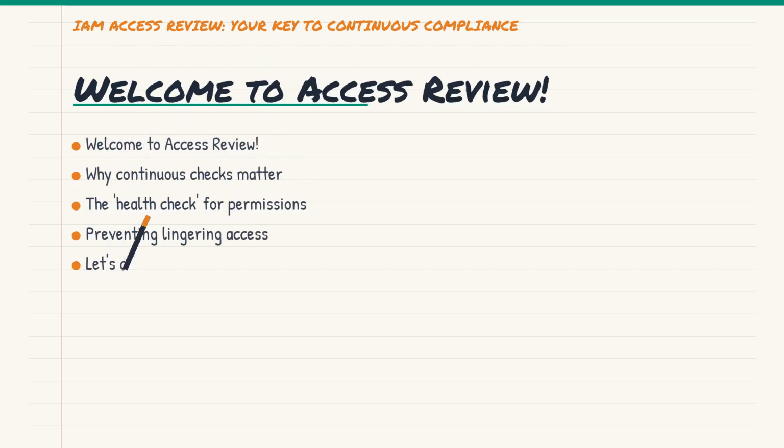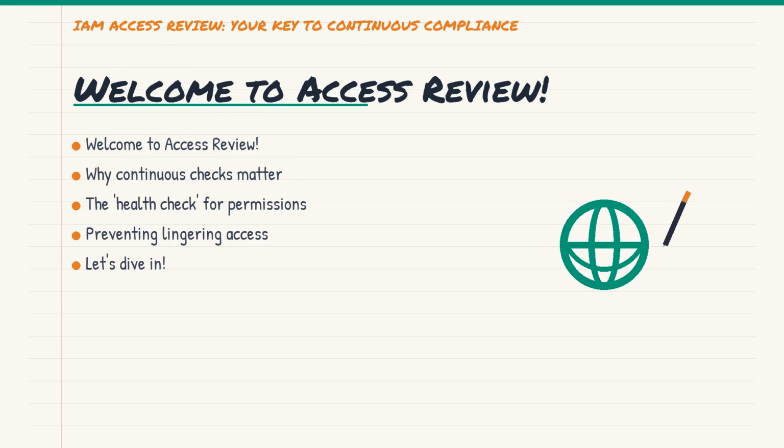Today, we are tackling a super important part of identity and access management, access review and certification. Think of it like a regular health check for all those permissions we grant. It's not a one-and-done deal, right? Keeping things secure means constantly checking who has access to what and if they still need it. Ever wondered why some folks still have access to systems they haven't used in years? We are going to explore that and how to prevent it. Let's get this party started.